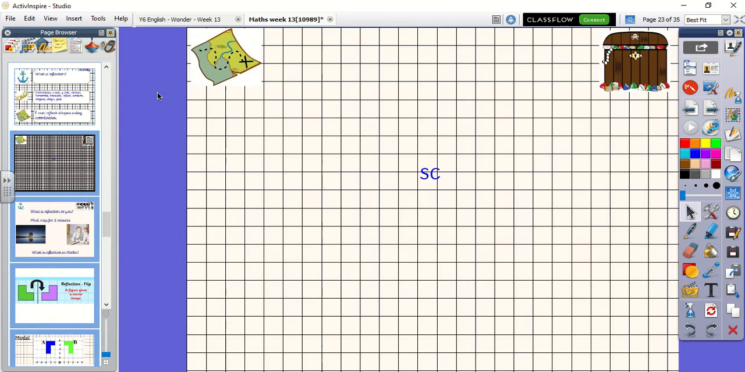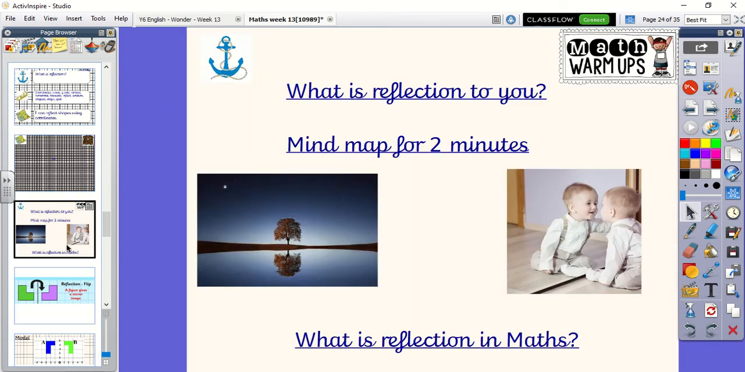So what do you think reflection is? I want you to perhaps pause this video here. Give yourself a couple of minutes. What do you think reflection is in terms of maths? You can see two pictures there. They're not necessarily to do with maths. So what do you think reflection means in maths?